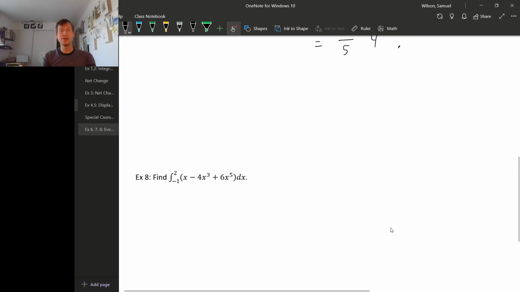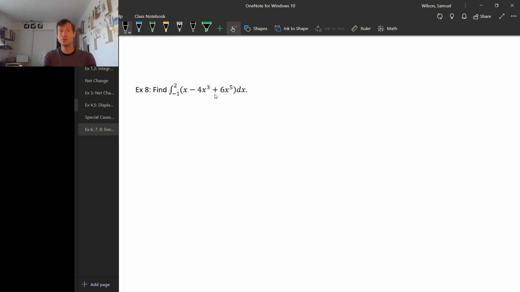Okay, final example here. Let's find the integral from minus 1 to 2 of x minus 4x cubed plus 6x to the 5th. This integrand function is odd. I can tell that it's odd because if you have a polynomial with all odd powers of x, it's an odd function. The same goes for even powers of x. If you have a polynomial that only has even powers of x, then it's even. If you have a polynomial with a mix of odd and even powers, it's not odd or even. But this one's all odd, so this integrand is an odd function.